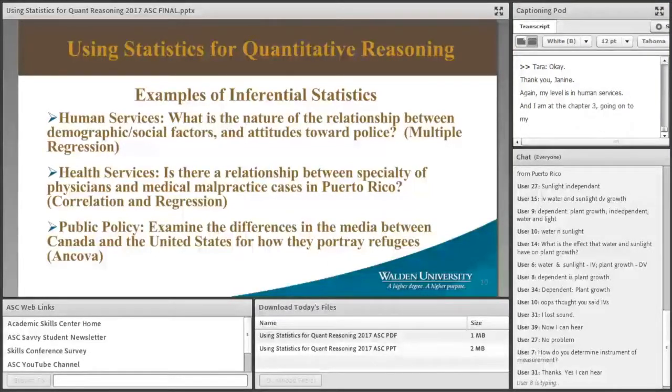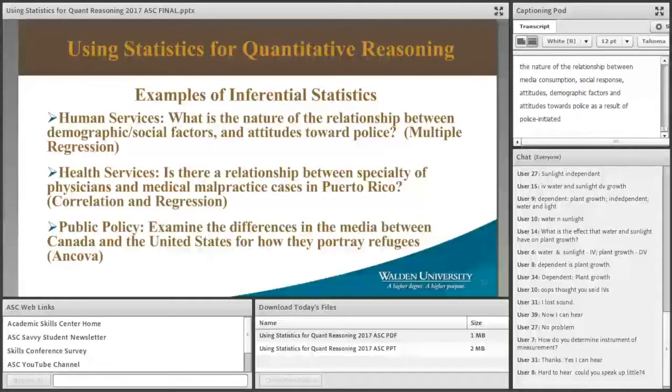Now, my research question is, what is the nature of the relationship between media consumption, social response, attitudes, demographic factors, and attitudes towards police as a result of police-initiated violence actions upon citizens? In my example, my null hypothesis would state that there is no relationship, and I will test this using a multiple regression.